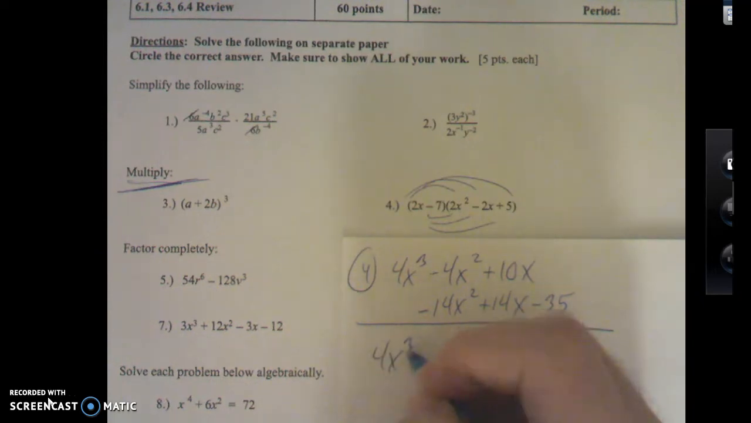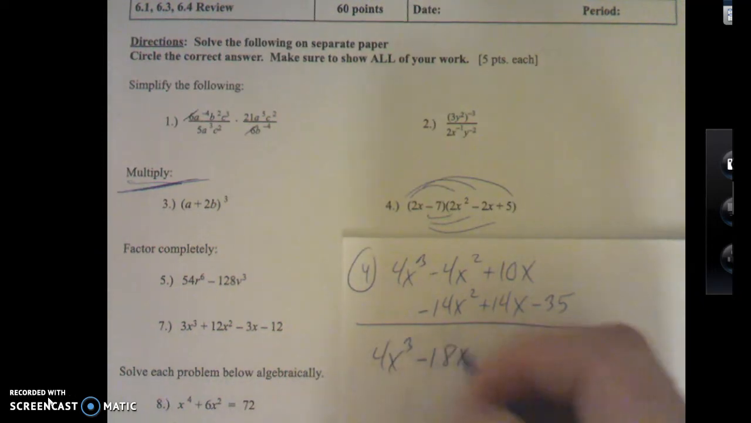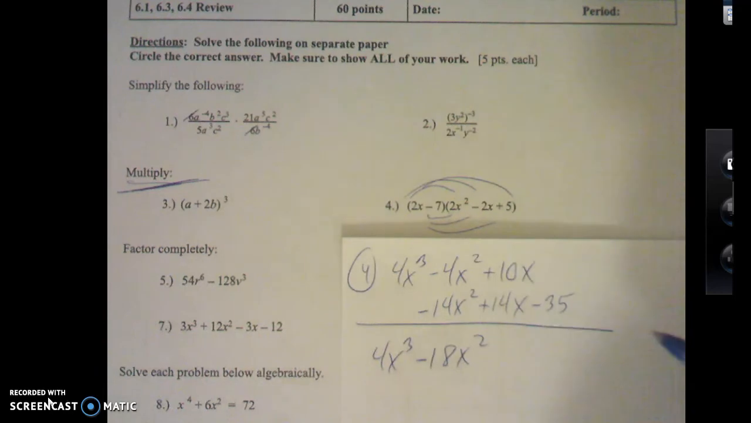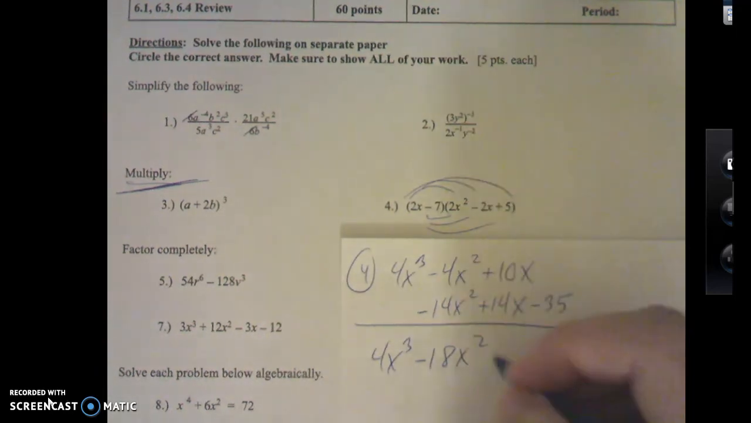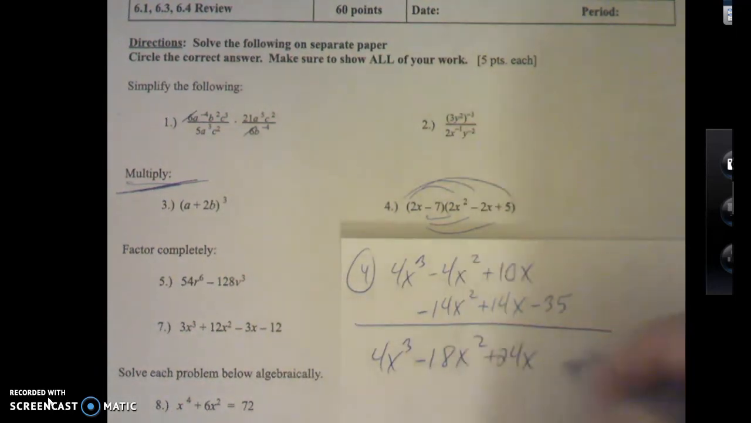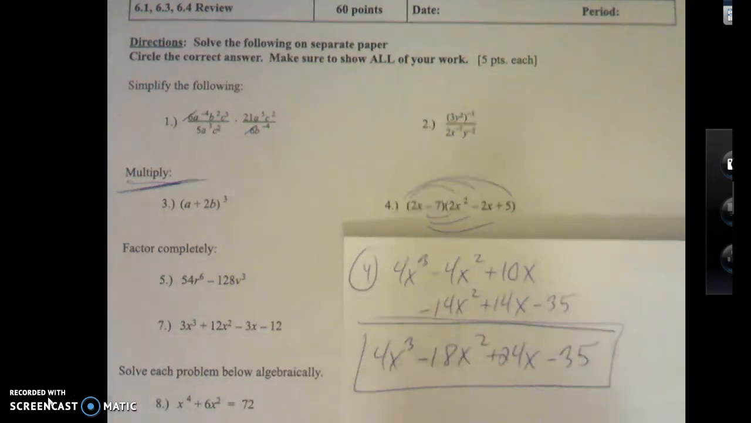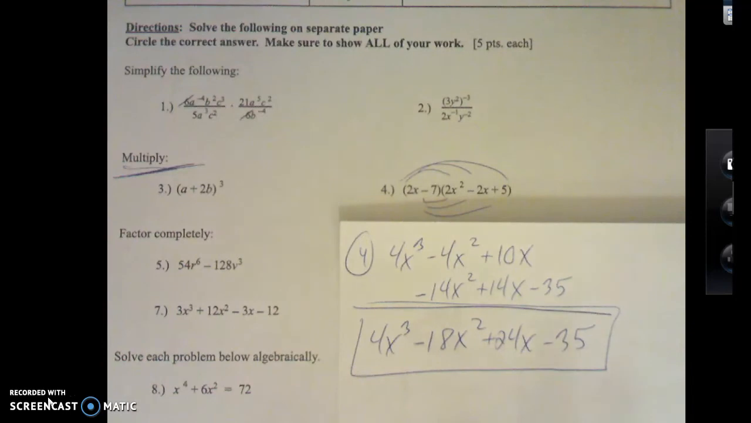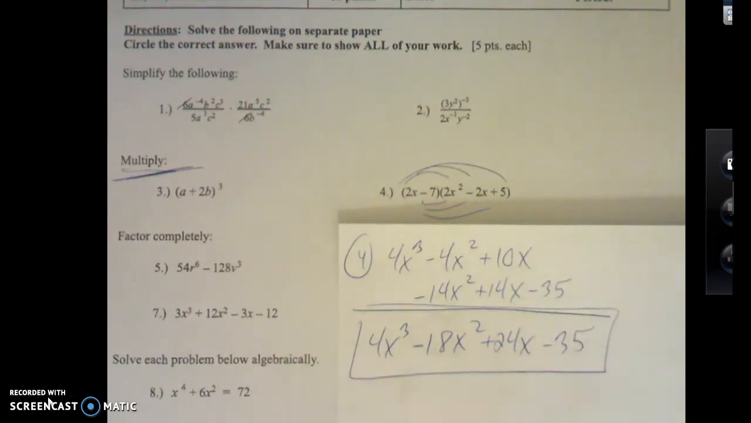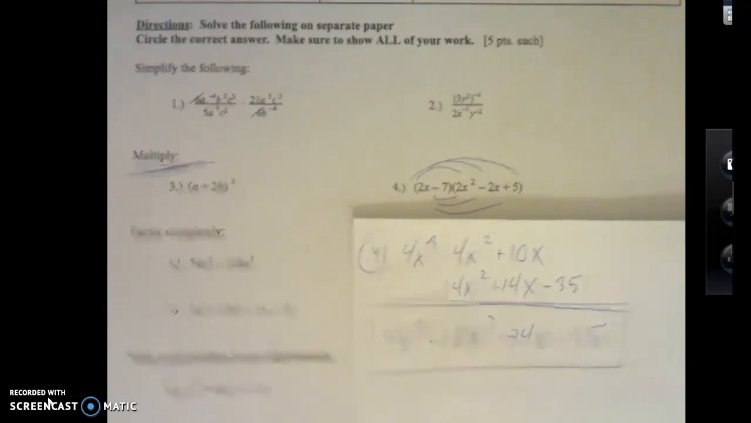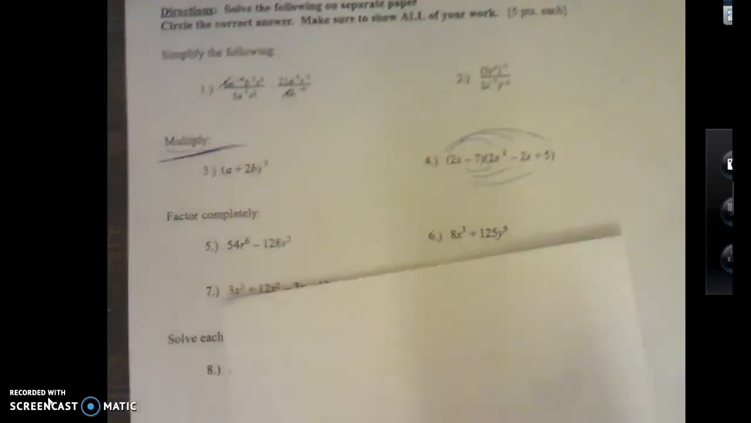Here's 4x cubed minus 18x squared. Just combine them because they're both negative. Combine them. 24x minus 35. Guys, you are done here. That's it. You win. Alright? You don't have to do anything else. Huzzah. Okay. Very nice.